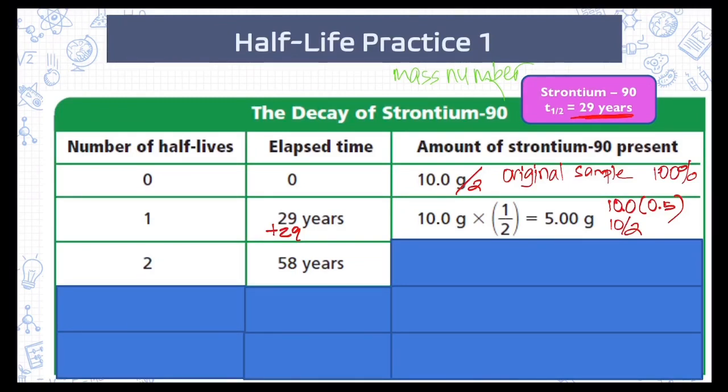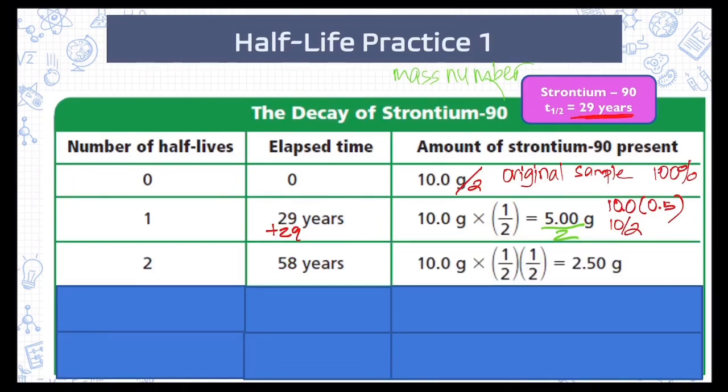So after 58 years, how much of the original sample is left? Well, there's a couple ways you could do this. You could take the 5 grams and divide it by 2. Or you could just simply take the original sample and multiply it by half 2 times. Another way you could do this is say 10 grams times half squared. Or if you're putting this in your calculator, you can just do 0.5 squared times 10. Okay, so that will give you 2.50 grams, however you decide you want to do that.